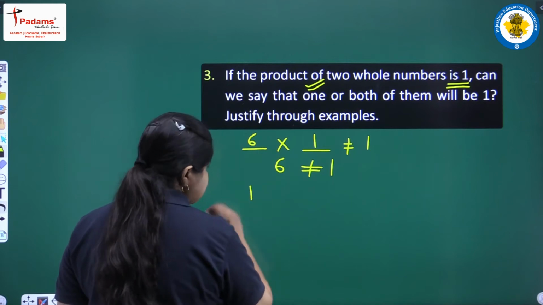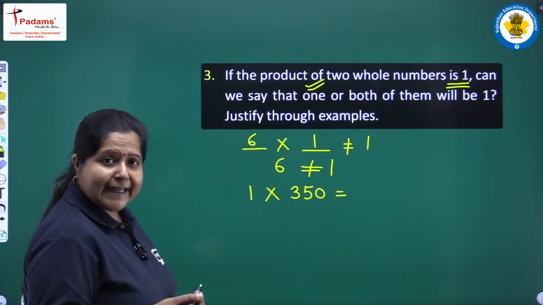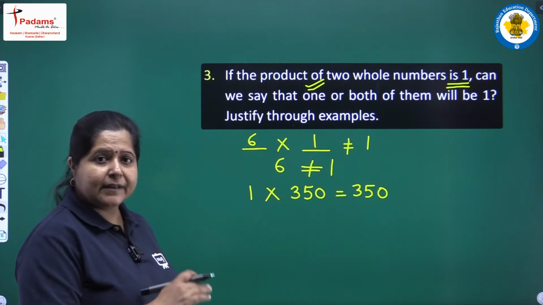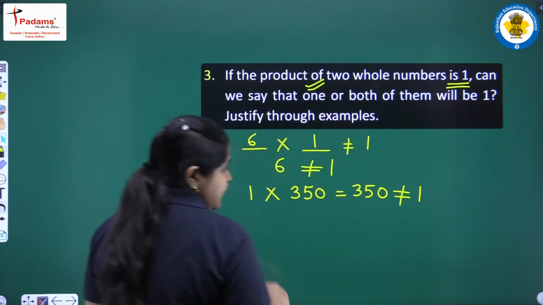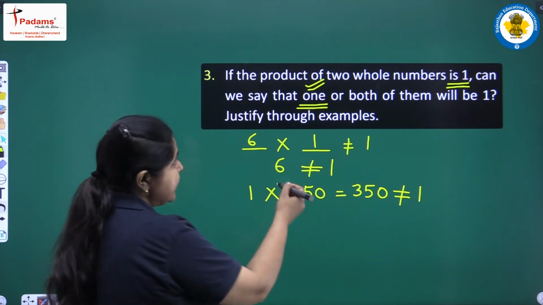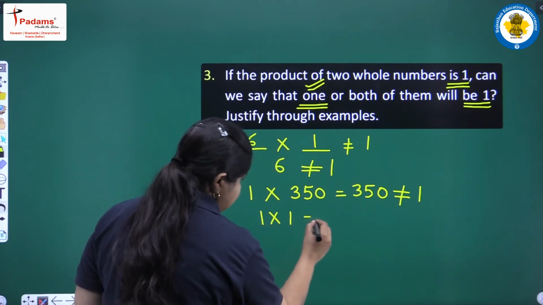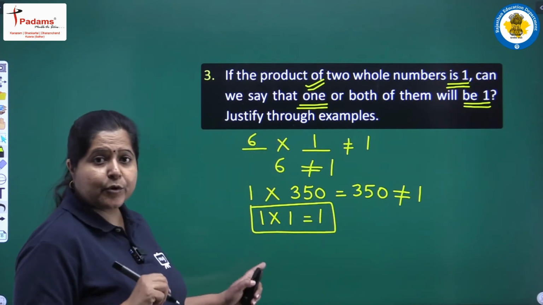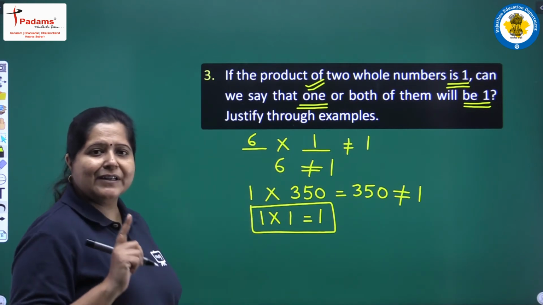Take one more example. We interchange the order. 1 into 350. If we multiply, we get again 350, because 1 is the multiplicative identity. Any number multiplied by 1, we get the same number back. So, we are getting again 350 and it is not equal to 1. Are you seeing that if one of the two numbers is 1 and the other one is not 1, then we are not getting the product equal to 1? Let us now take both the numbers equal to 1. 1 ones are 1? Yes, it is now equal to 1. So, we can say that we get the product as 1 only if both the numbers are 1. If only one of the two given numbers is 1, then the product will not be equal to 1.